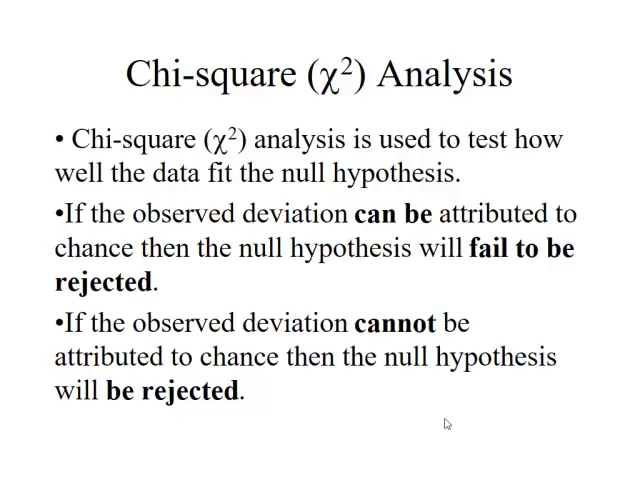Now this is where the language gets a little bit funky here, so I want you to pay close attention. If the observed deviation can be attributed to chance, then we say the null hypothesis will fail to be rejected. That's kind of strange, so think about that again. So that means we are totally fine with this. Any differences are due to chance. So then we would say the null hypothesis fails to be rejected. But if the observed deviation can't be attributed to chance, meaning there's something else going on here, then we say that the null hypothesis will be rejected.